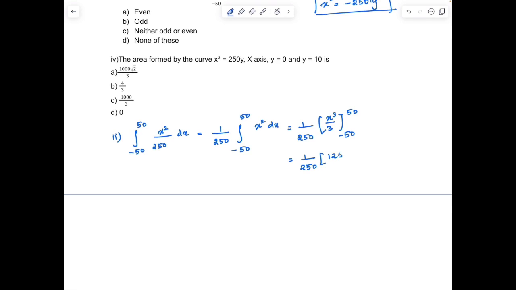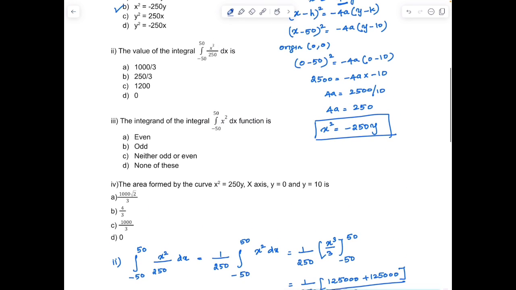Which is equal to 1 by 250 into 125 followed by 3 zeros plus 125 followed by 3 zeros, by 3. So 1 by 250 times 250 followed by 3 zeros by 3, which gives us 1000 by 3. So the option is A.